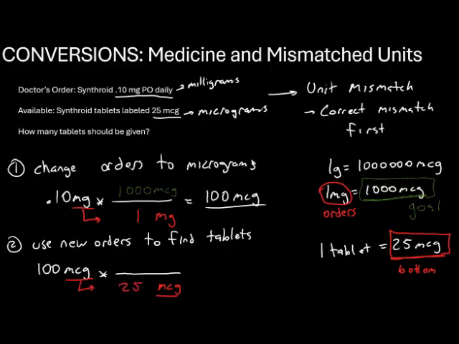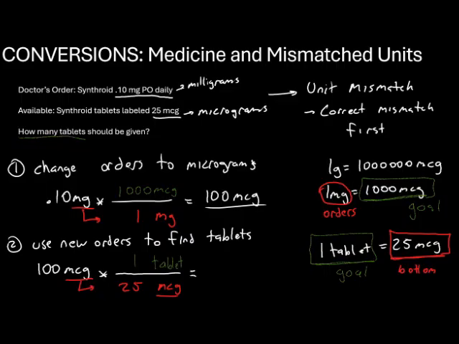On the other side of the fraction, we'll write the other piece of information, the tablets. Since the question asked how many tablets, that means tablets will be our goal unit. And we'll place a 1 next to that because we have 1 tablet.